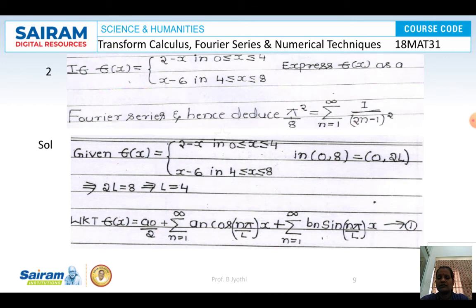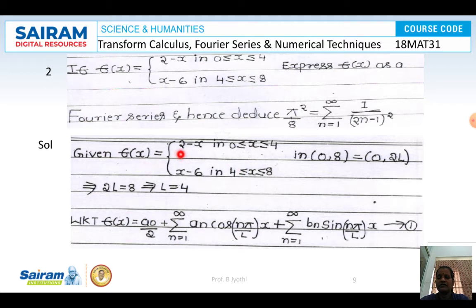Let's go to the next problem. If f of x is given by 2 minus x in the interval 0 to 4 and x minus 6 in the interval 4 to 8, expand f of x as a Fourier series, and hence deduce that π² by 8 is equal to sigma 1 upon (2n − 1) the whole square.